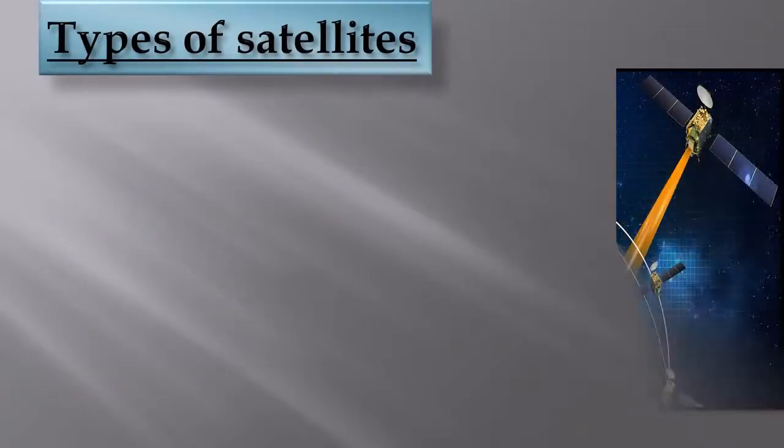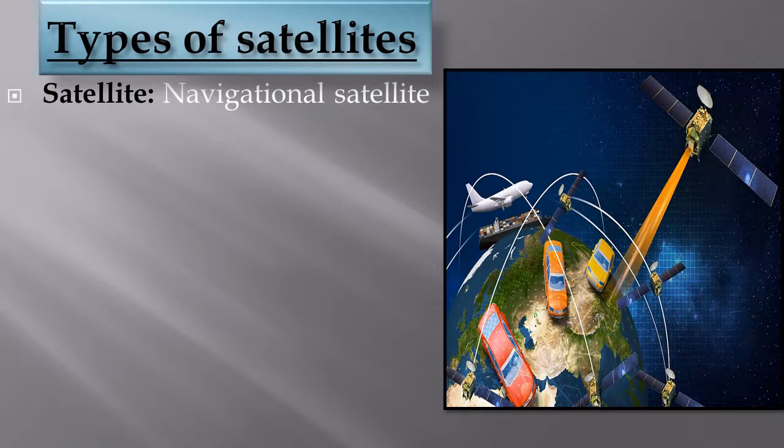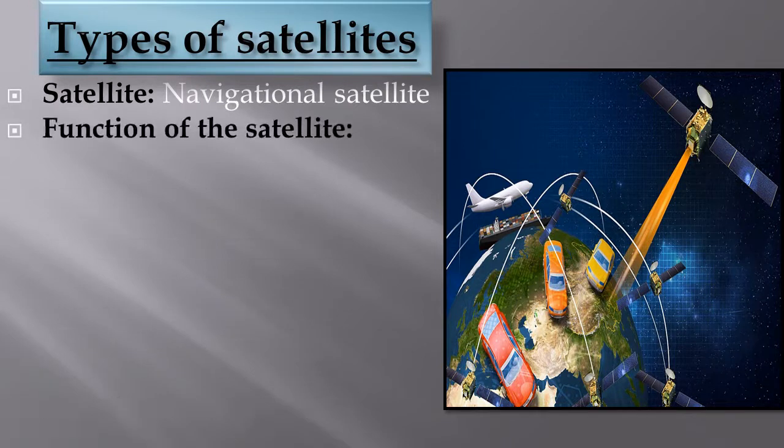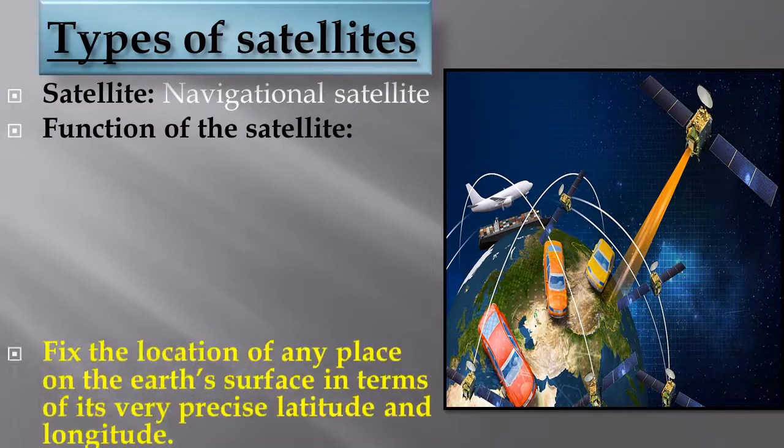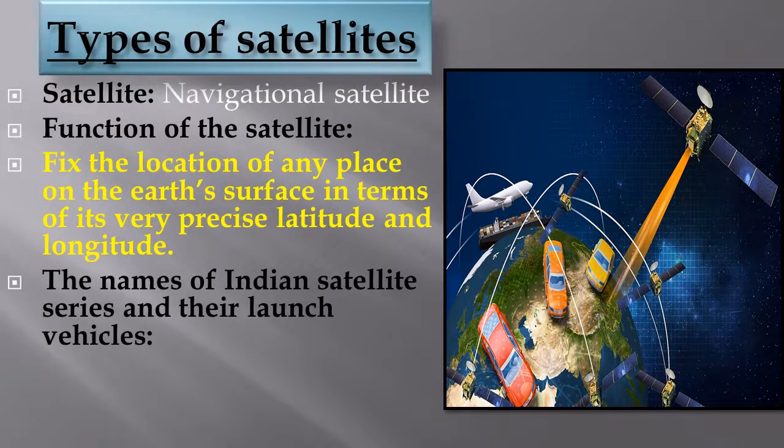Alright, so the fourth type of satellite is the navigational satellite. The function of these satellites is to fix the location of any place on the Earth's surface in terms of its very precise latitude and longitude. The Indian satellite series and launch vehicle here are IRNSS, that is Indian Regional Navigation Satellite System, and the launcher is PSLV, that is Polar Satellite Launch Vehicle.